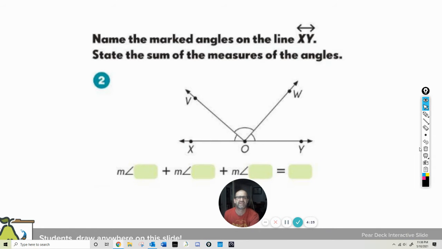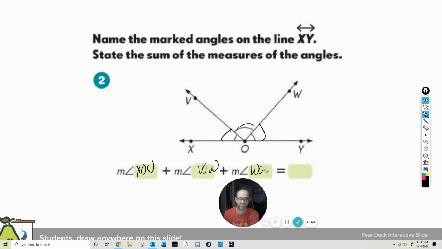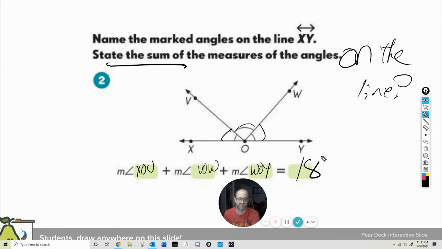Name the marked angles on line XY. State the sum of the measures of the angles. Okay. Let's not overthink this. The first angle right here is XOV. The next one is VOW. And finally, WOY. The O is always in the middle because it's the vertex. What's the sum of the measures of the angles on the line? 180. Don't measure it. If you get your protractor out, put it down. Okay, good. Let's carry on.